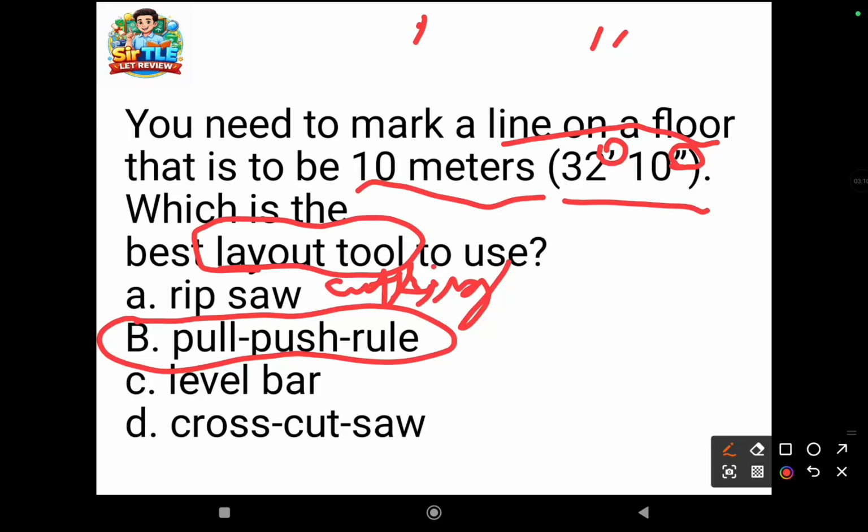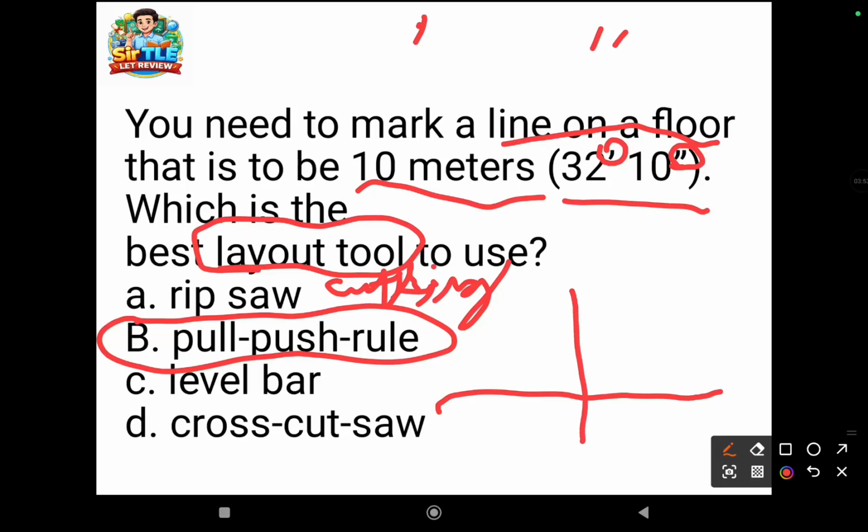It is used to cut wood along the grain. Okay, along the grain. Take note on that. And the letter C, the level bar. It is used to check if a surface is perfectly horizontal or vertical. In order for you to remember what is horizontal and vertical, always remember the horizon. The horizon is a straight line. And the vertical line is like a standing line.